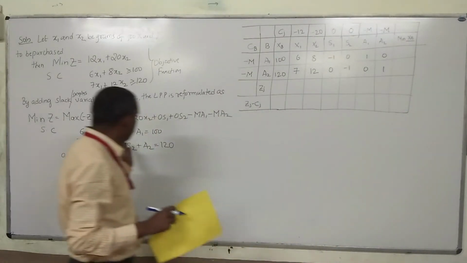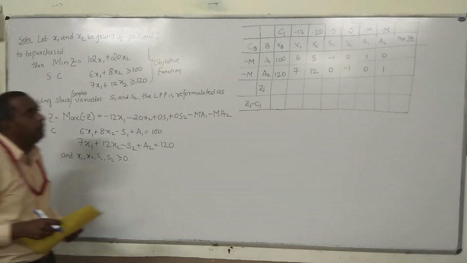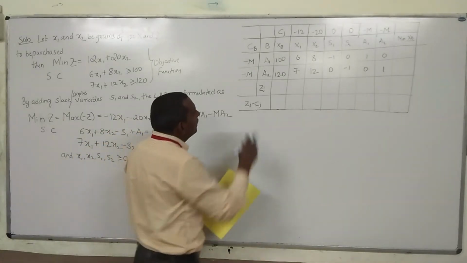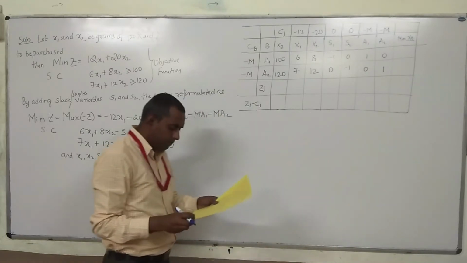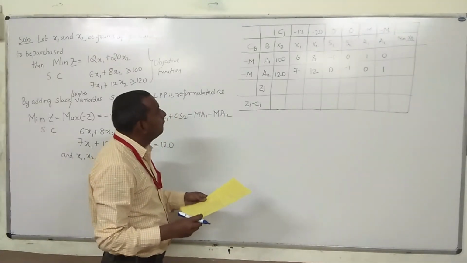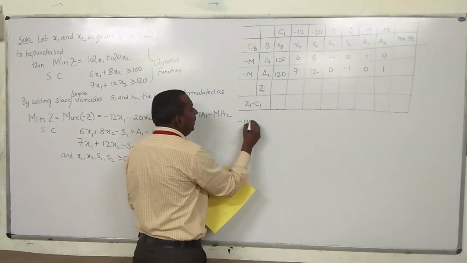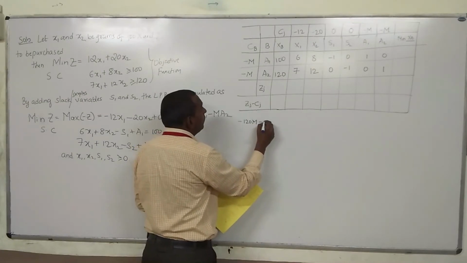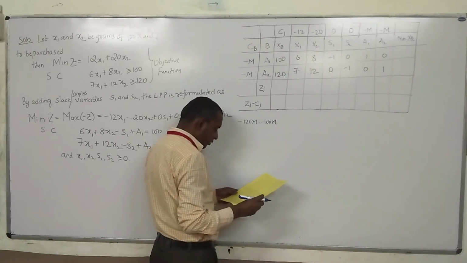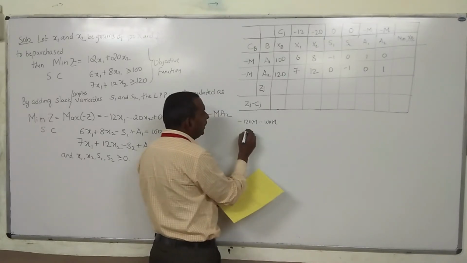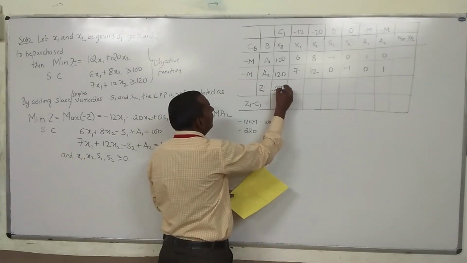So all the values are substituted according to this standard LPP. Now we need to find Zj. Zj is minus 120M plus 100M. Let me write here, it is 120M minus 100M. So the answer is how much? It is 220M, so minus 220M.